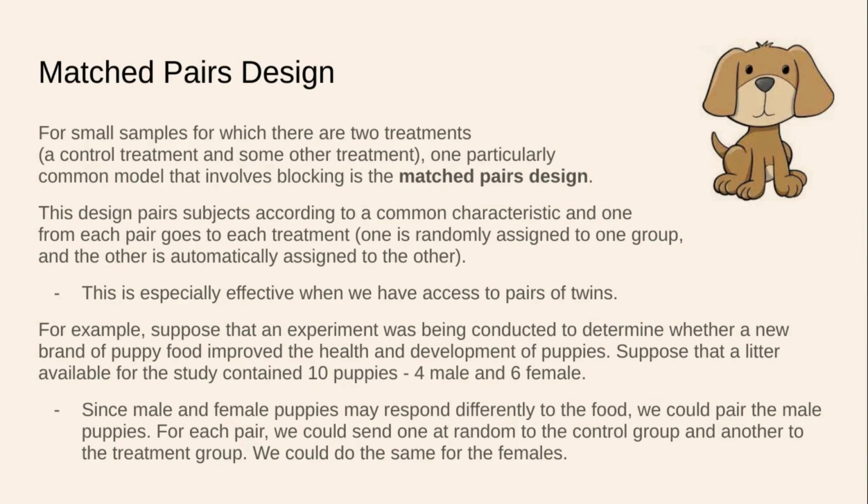All right, so we pair 2 males, send one to the control at random, send one to the treatment at random. All right, we have our next 2 males, send one to the control and one to the treatment. All right, on to our females. We would break that into 3 groups of 2, and we would randomly choose from those groups of 2 who we're going to send to the control and who we're going to send to the treatment.